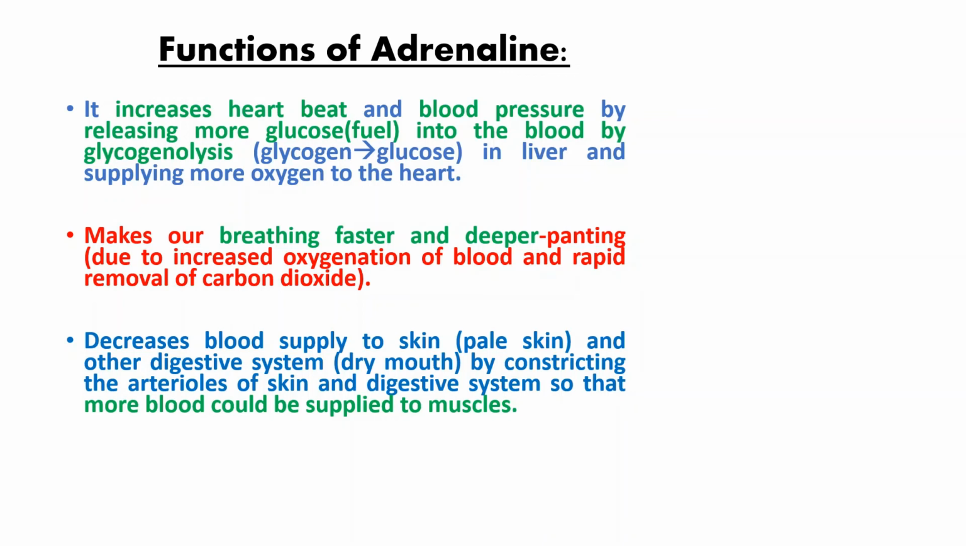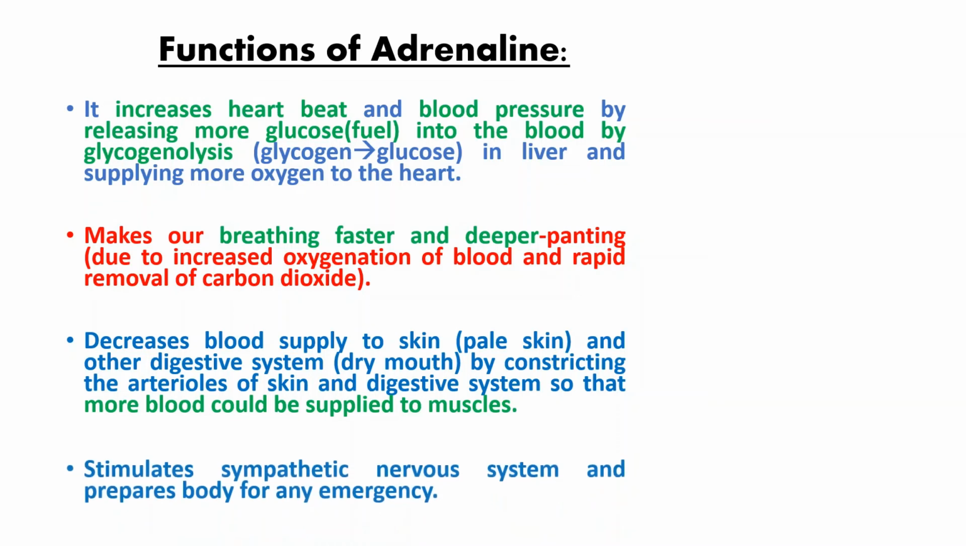How does that happen? By constricting your arterioles to skin and digestive system. Now, as the blood supply to your skin, digestive system and other organs is decreased, a large amount of blood is supplied to your muscles to fight or flight from that situation. It also stimulates your sympathetic nervous system and prepares your body for the emergency.